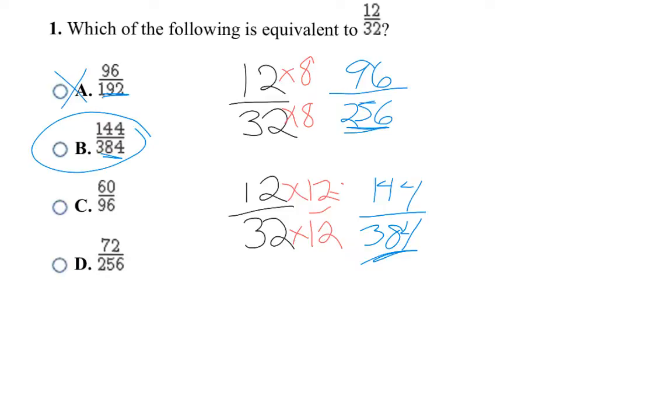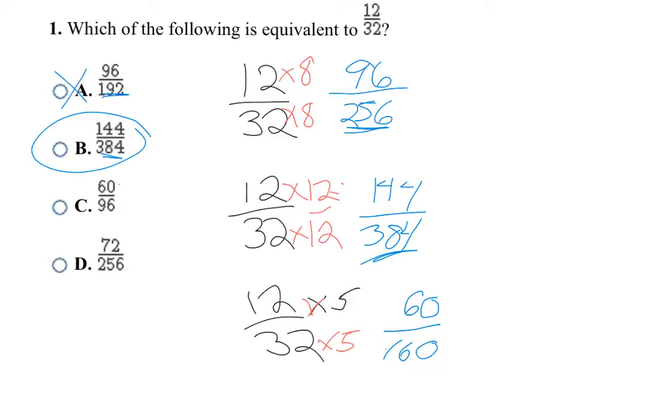Now you could go ahead and check the rest of these just to make sure you didn't make a silly mistake. So for C, you have 12 over 32, and the numerator in C is 60. So 12 times what will give you 60? 12 times 5 will give you 60. And so then I take the bottom times 5 also. 32 times 5 is 160. And so those denominators don't match, so it's not C. And then I just do it one more time for D, starting with that fraction I was given in the problem.